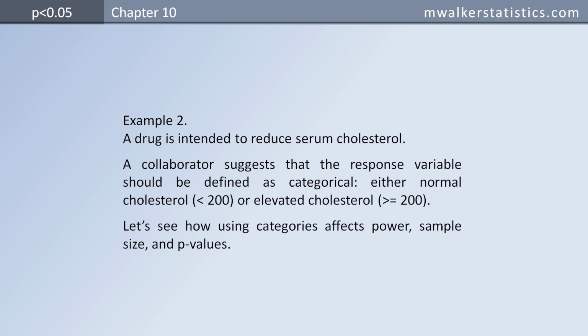Example 2. A drug is intended to reduce serum cholesterol. A collaborator suggests that the response variable should be defined as categorical, either normal cholesterol, less than 200, or elevated cholesterol, more than 200. Let's see how using categories affects power, sample size, and p-values.